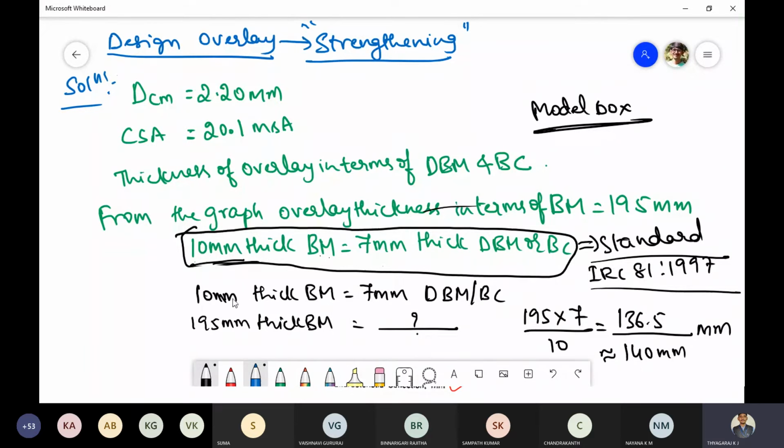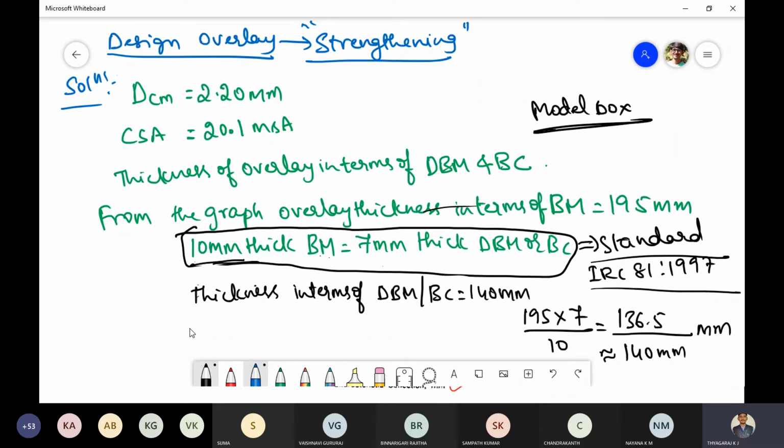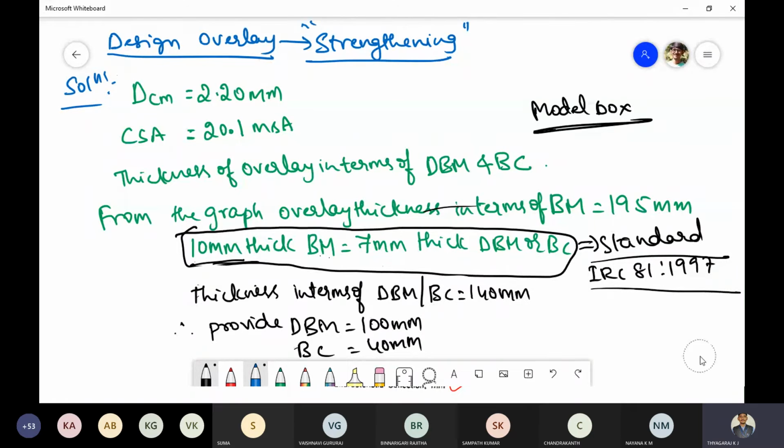Now I'll erase the things. We have got the thickness in terms of DBM or BC, which is equal to 140 mm. Therefore, provide DBM equal to 100 mm, BC equal to 40 mm. It's your wish how much you provide; you can provide 80, 60. I have provided 100 mm DBM and 40 mm BC.